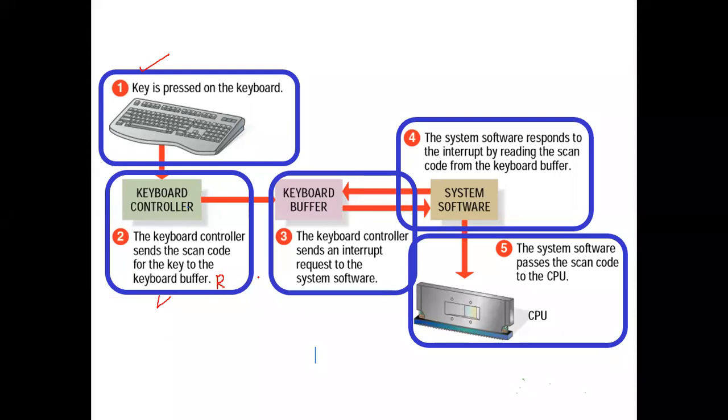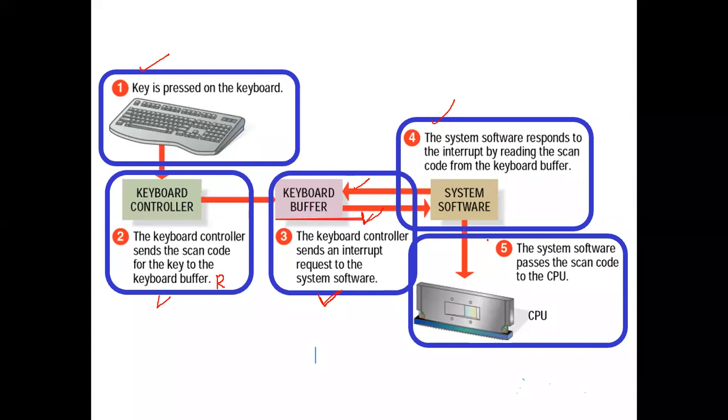And then number three here, the keyboard controller sends an interrupt request to the system software. Now, where is this particular interrupt coming from, and where is it going to get this instruction from? So the CPU is going to get this instruction directly from the keyboard buffer, right? Then point number four is that the system software responds to the interrupt by reading the scan code from the keyboard buffer. So it reads from here, right?